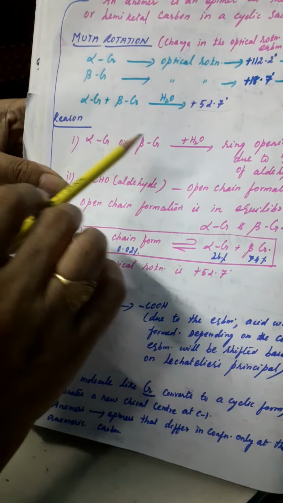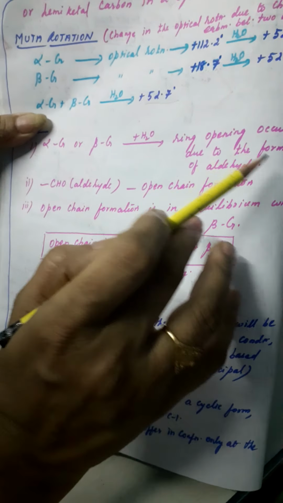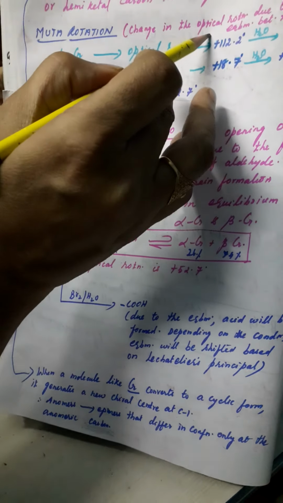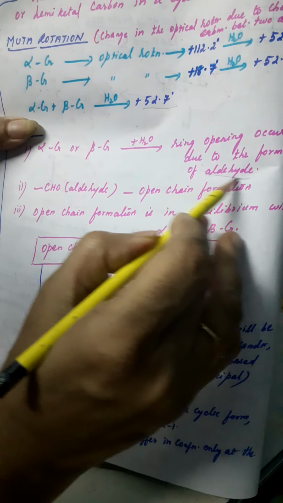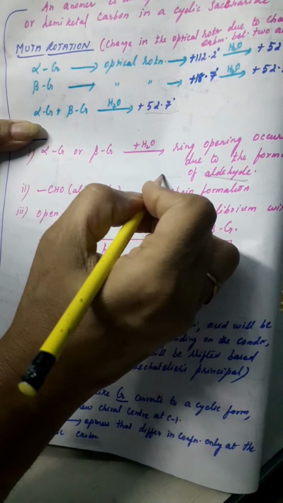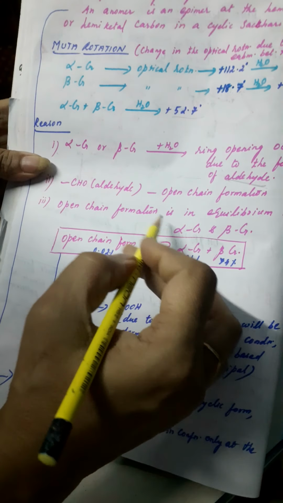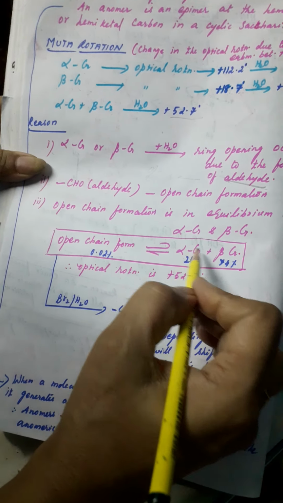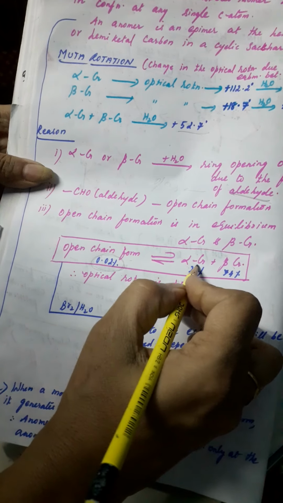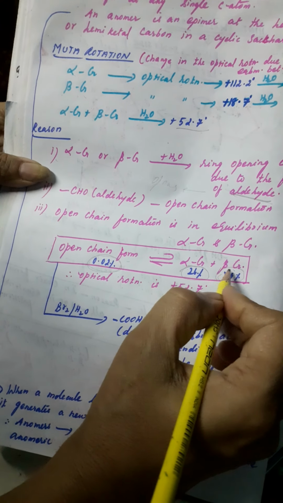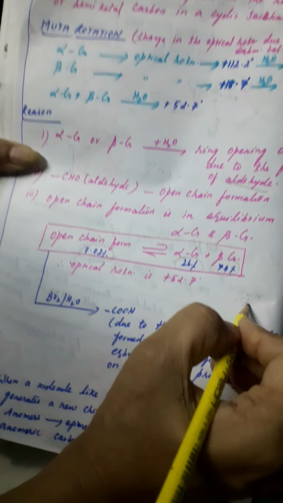Therefore, the reason for this is that when you take them separately, ring opening occurs due to the formation of aldehyde. When you take alpha glucose and put it in water or beta glucose and put it in water, both will form the aldehyde. Whenever they form aldehyde, the cyclic ring opens. Because of the open chain formation, they are in equilibrium with alpha glucose and beta glucose. This is for the percentage of 0.02 and this is 26%. Beta is 74%. Why is beta more? Because it is more stable.